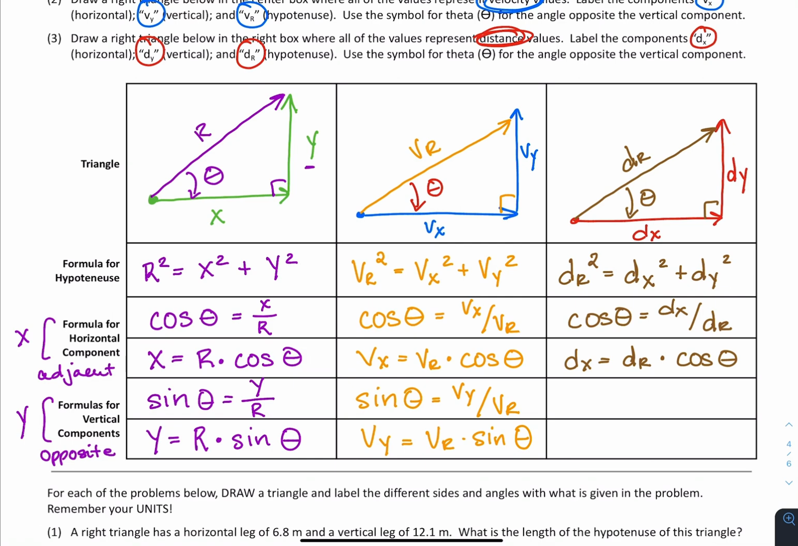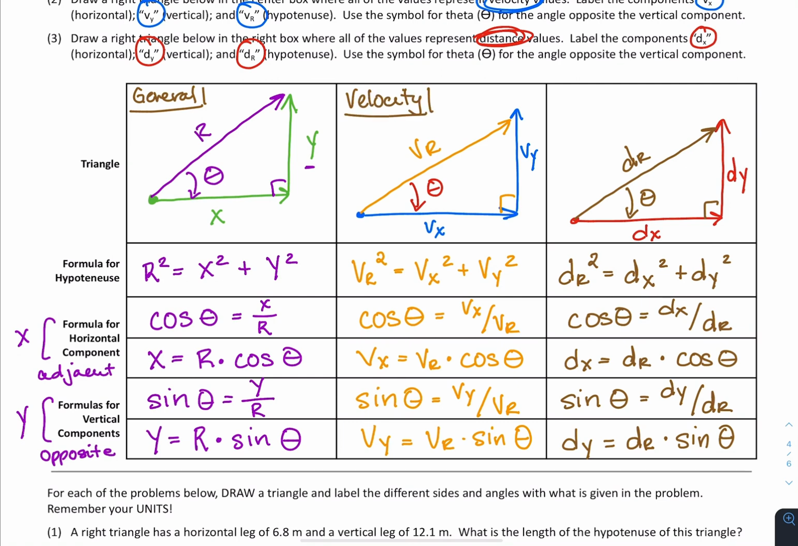If instead we're looking at the opposite leg, our vertical leg, that's the sine. So the sine of theta equals dy divided by dr. And if we rearrange that to solve for dy, it's going to be equal to dr times the sine of our angle. So again, we've got three different triangles. This is a general triangle. This one is velocity values, and then this one is distance, or I guess technically displacement.